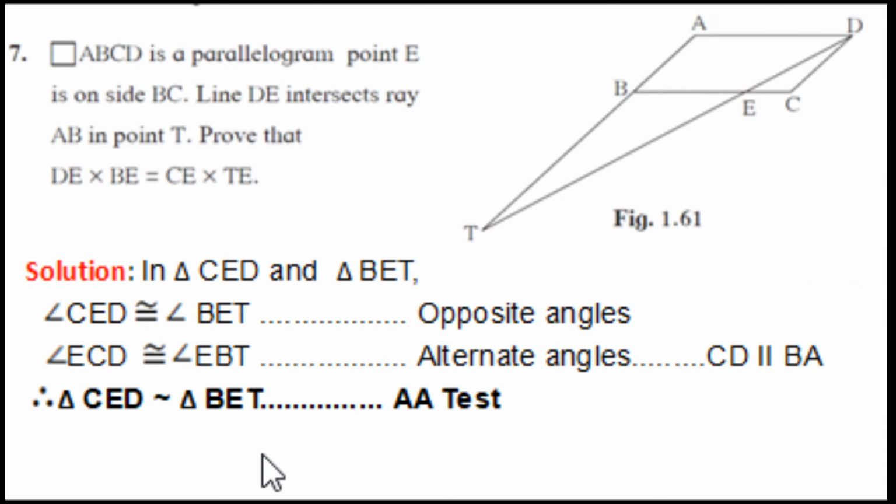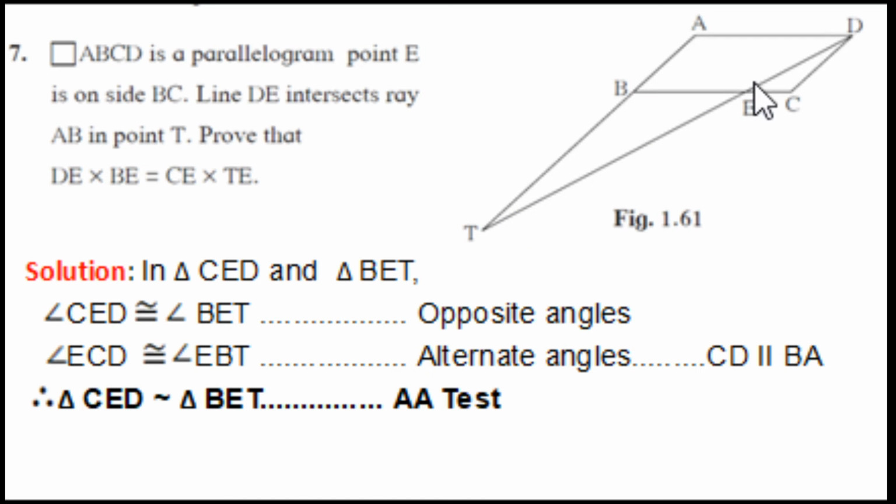Question number 7. In this question we have given a parallelogram. So in a parallelogram, the pair of opposite sides is parallel to each other. So here AB parallel to DC and AD parallel to BC. Line DE intersects ray AB in point T. So we have to prove that DE into BE is equal to CE into TE. See this, DE into BE is equal to CE into TE.